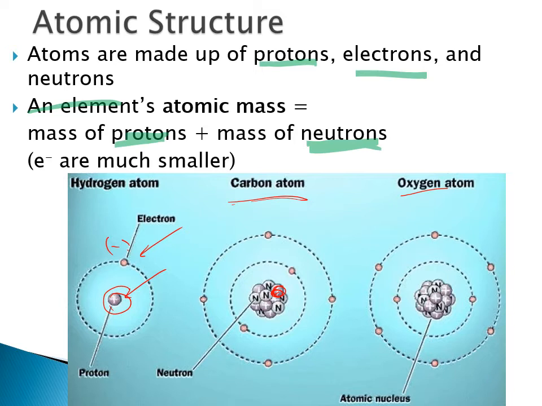If it's a neutral atom, the negatively charged electrons on the outside will be equal to the amount of protons on the inside. That means it's going to be a neutral atom. The positives and the negatives are the same, so they cancel out and it has no overall charge. If they're not the same, and we'll get into ions in a minute, then it is going to be an ion.